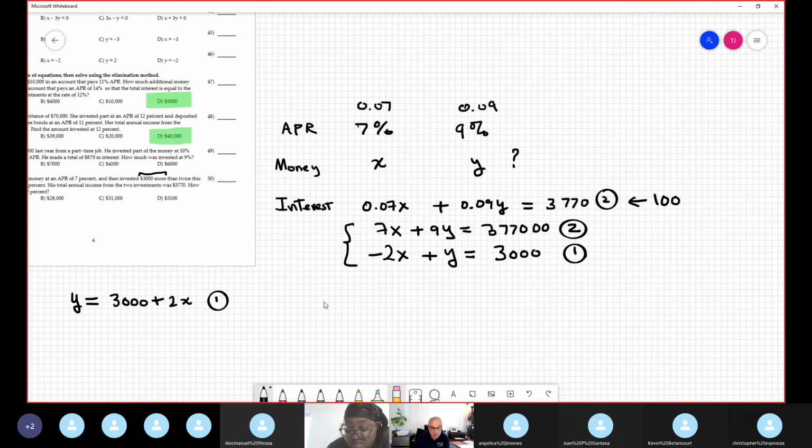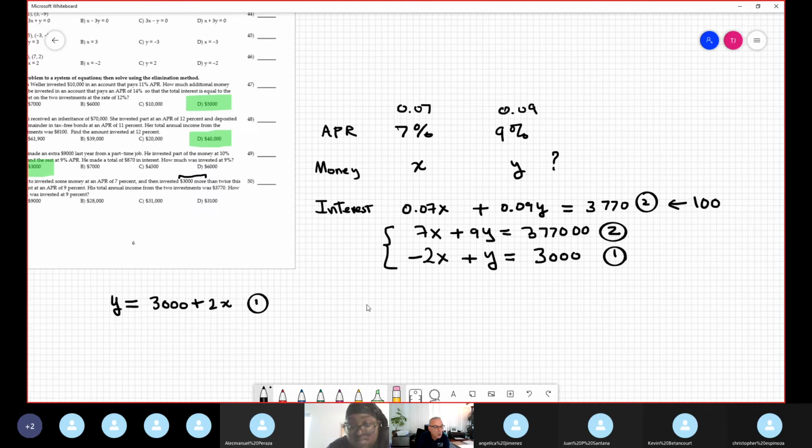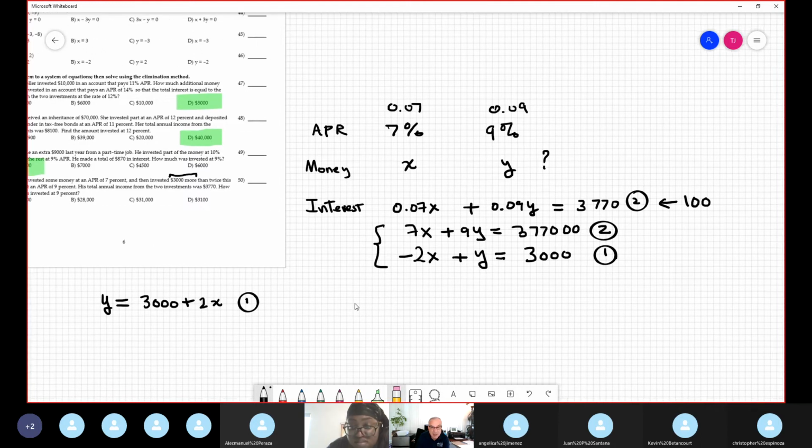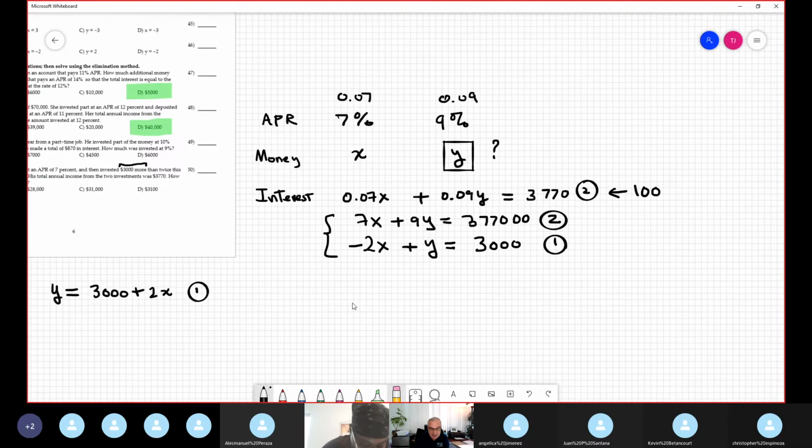Okay, therefore I need to come back again to the word problem. How much was invested in 9? They want y. This is the thing I am trying to find. Therefore, you must do something in order to eliminate the x. Remember for elimination, we need exactly the same coefficient and different sign. So I propose you multiply this equation by 2, and this equation by 7. Why? Because 2 times 7 is 14, and 2 times negative 7 is negative 14.